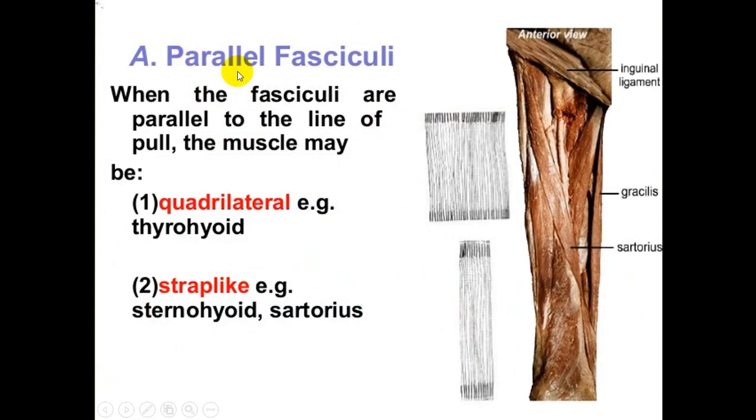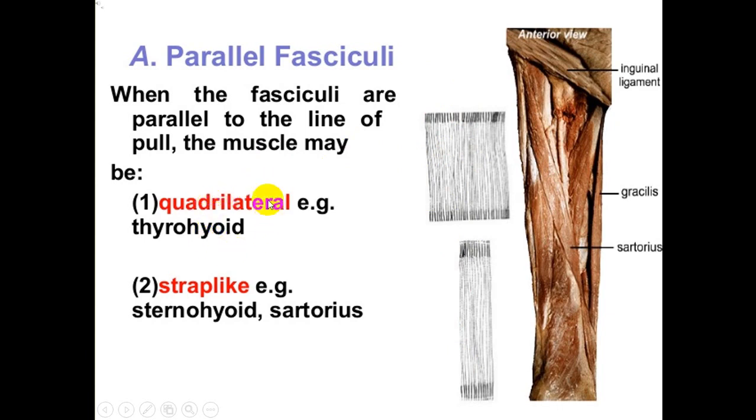The first category is the skeletal muscles with the parallel arrangement of muscle fibers, where the line of pull is parallel to the arrangement of muscle cells. They have a maximum range of mobility, as the muscles can contract and shorten and produce a lot of movement, but they are comparatively less powerful muscles. These muscles are further divided into the following categories.